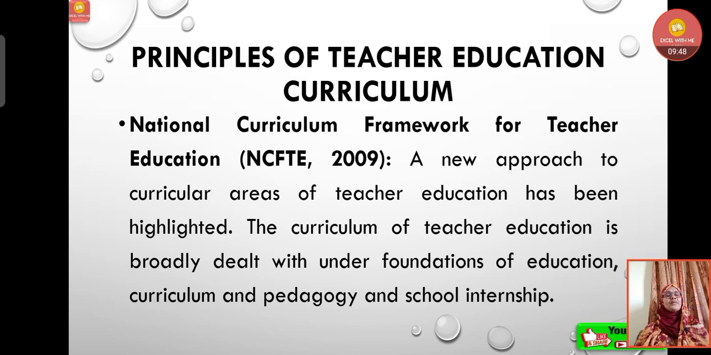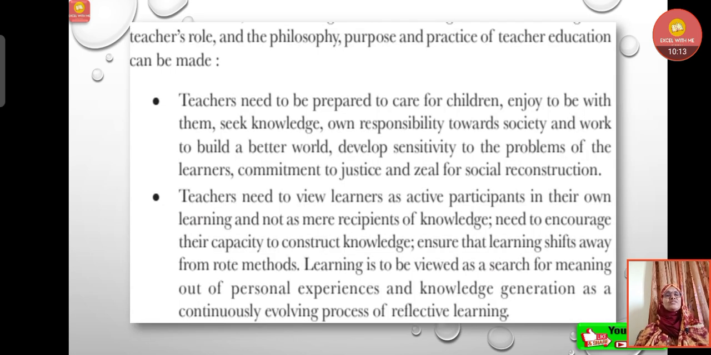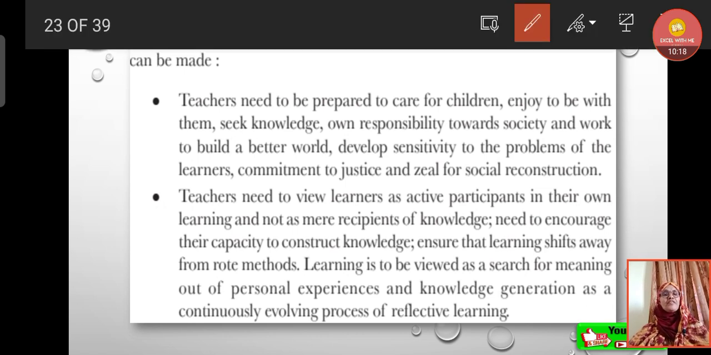Now, let's understand the principles given by NCFTE, that is National Curriculum Framework for Teacher Education 2009, a very important document for teacher education. Let's see here, a new approach to curricular areas of teacher education has been highlighted. The curriculum of teacher education is broadly dealt with under foundations of education, curriculum and pedagogy, and school internship. What they have said, let's take only the quick points of principles here. That is, teachers need to be prepared to take care of children, enjoy with them, seeking knowledge. That is very important.